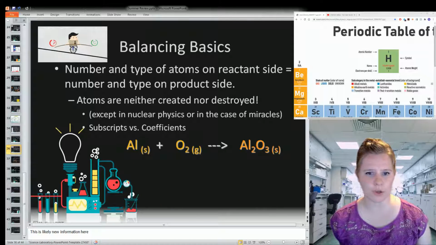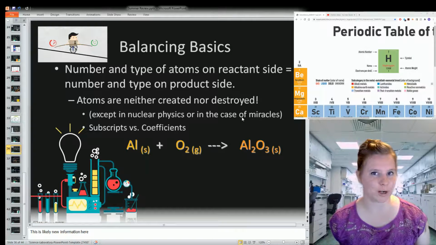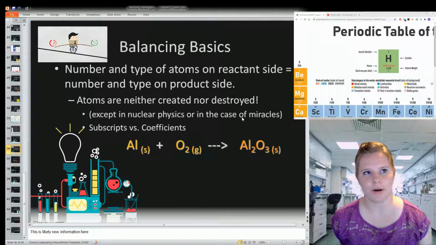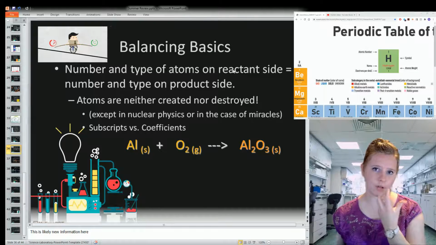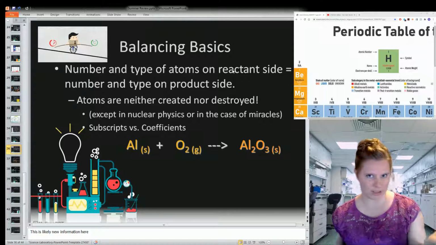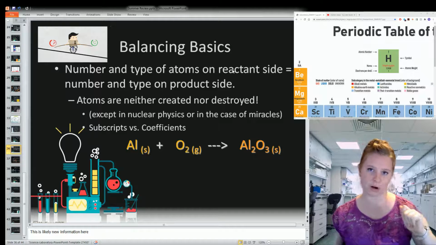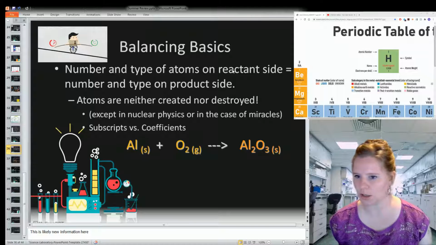All right. So the number and type of atoms on the reactant side is equal to the number and type of atoms on the product side. Atoms are not created or destroyed, except in the case of nuclear physics or in the case of miracles. Lord God himself can change this if he wants to, and there are times in the Bible where he did miracles that created things just kind of out of the air, and the original creation certainly happened by God's word, okay? So he can change this if he wants to, but in general on planet Earth, you can't really change that. You can't just take an atom and make it disappear, and you can't take an atom and make it appear. It has to go somewhere. At the very least, you've got to convert it into energy or something like that.